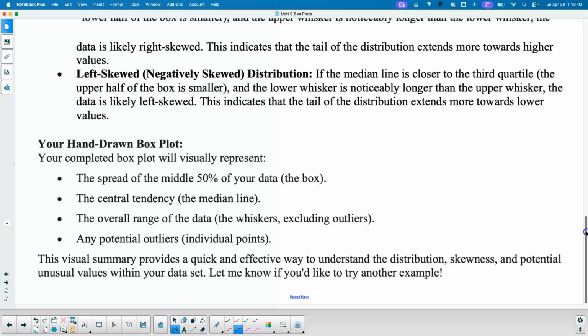See down here? Your box, the spread of the middle 50% of your data, is the box. The median line shows you your central tendency. Ideally, in a perfectly distributed data set, that median would fall smack dab right in the middle, and that's where you would want it. If not, then we call it skewed. Okay? It gives you the overall range and any potential outliers. Okay? Questions on making a box plot? Let's try another one.